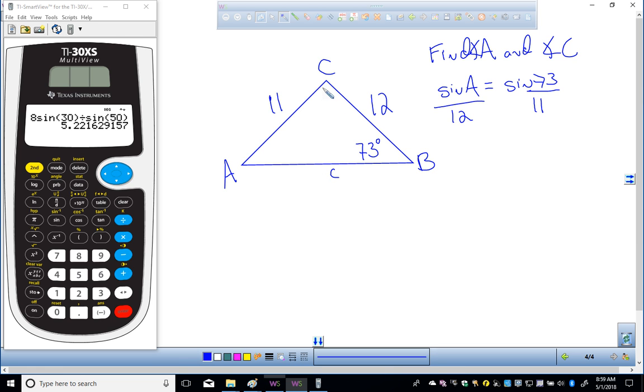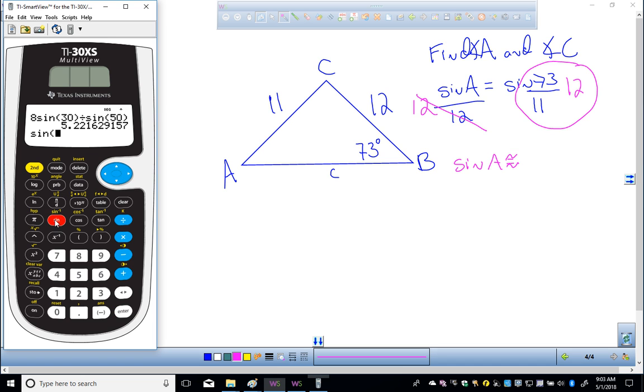Now what? Don't totally cross multiply, you just want to get sine of A by itself. So I'm going to multiply both sides by 12. See what I did? Because that makes that go away, and I get sine of A is equal to this. So I'm going to plug this chunk into my calculator. Sine of 73, close your parentheses.